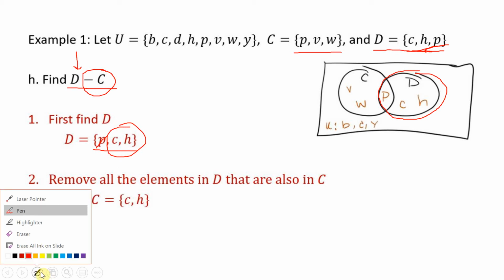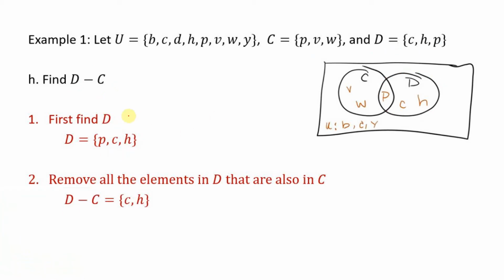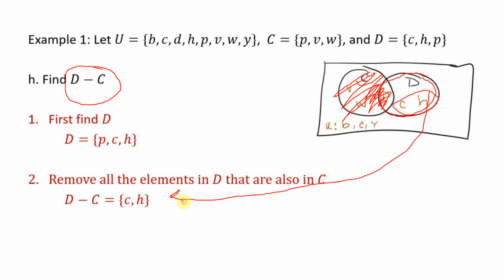This is the way I do it. Some people just like to look at the picture. Feel free. If you look at the picture, D minus C is just, okay, grab the D circle, and you're going to subtract all of C. So if I remove all of the C circle, look at that. I'm just left with C and H, which is the same thing. So feel free to do it however you want.